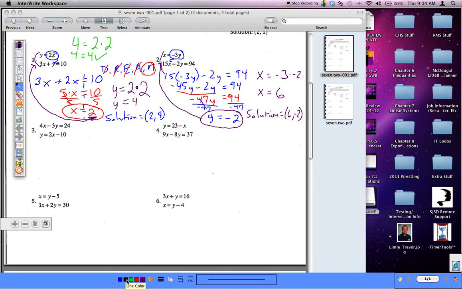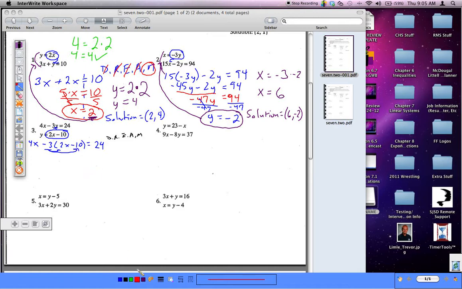Number 3 looks a little bit different, but it's the same process. Because 2x minus 10 is equal to y, that substitutes in for y. We have 4x minus 3 times (2x minus 10), and that equals 24. We recall our steps of distribute, regroup, eliminate, add, subtract, multiply, divide. Okay? And at this point, we have distribution taking place as our first step.